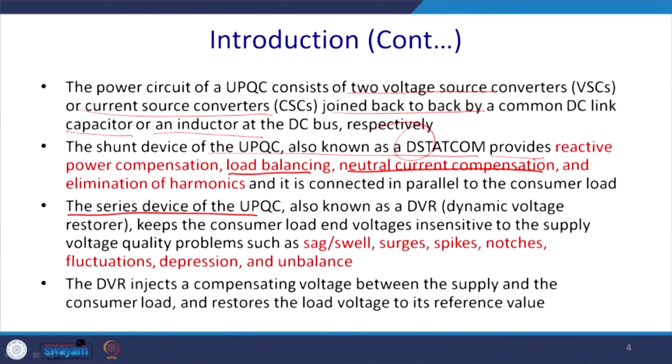It protects the consumer loads that are sensitive to the voltage supply, and it gives quality voltage to the consumers. So it mitigates sags, swells, surges, spikes, notches, fluctuations, and depression. Depression is a long-time sag. We have already discussed the definitions in our previous classes. It also mitigates the unbalance of the voltages coming from the source end.